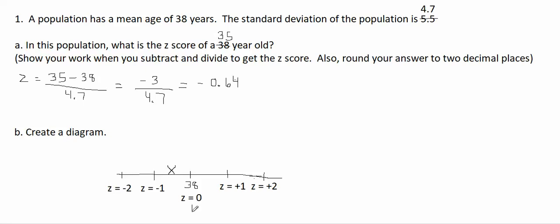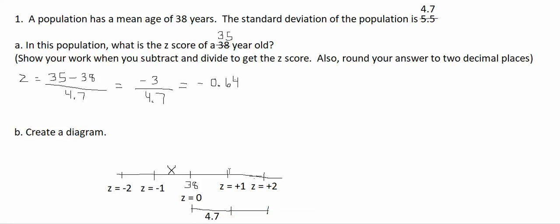Now, the last thing I want you to include is a little bit of labeling down here that shows how far apart these z-scores are. So remember, we're going up and down by the standard deviation, which would mean that this is a distance of, well, 4.7, because that's the standard deviation. Right?